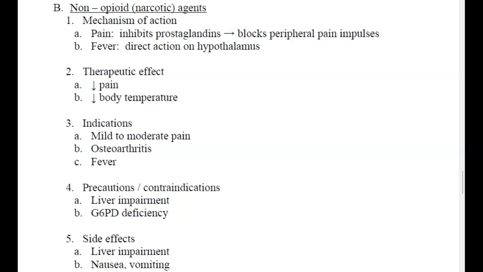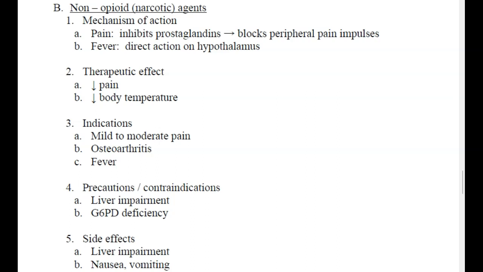Non-opioid or non-narcotic agents. So in order to fully understand that, we need to know what a narcotic is. Narcotics are basically drugs or substances that affect mood or behavior. So this medication specifically is a non-narcotic.